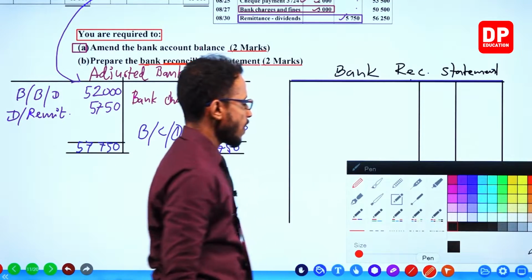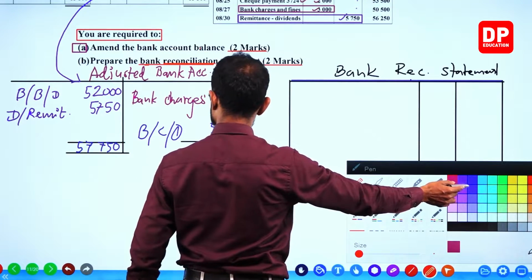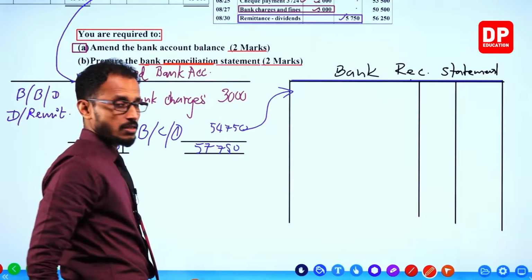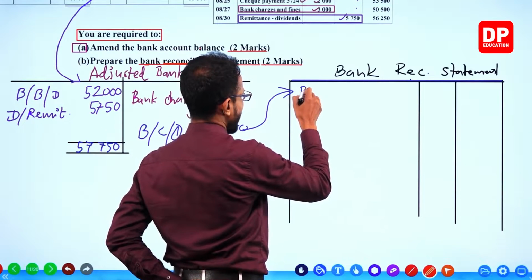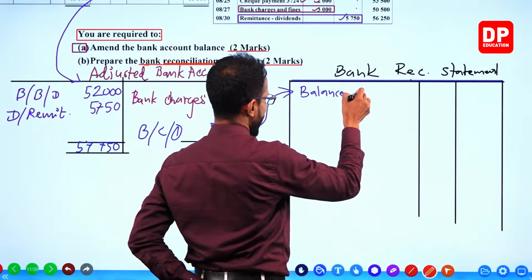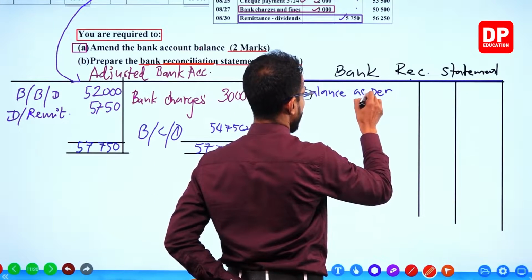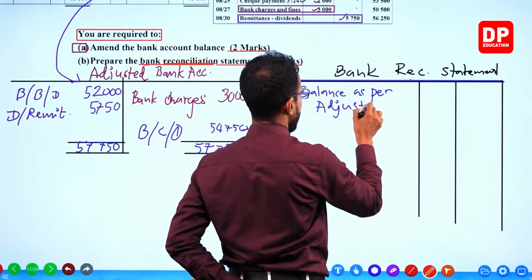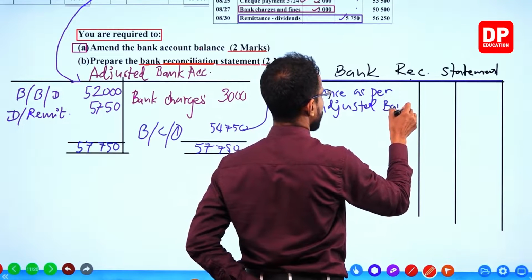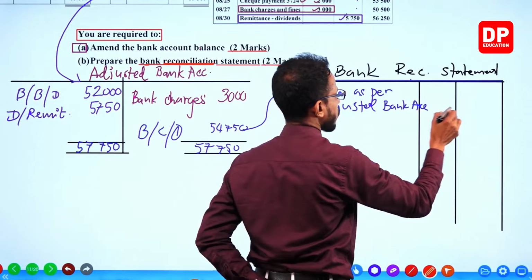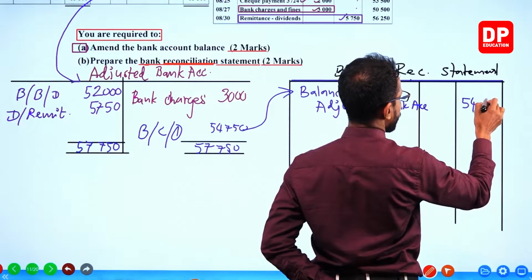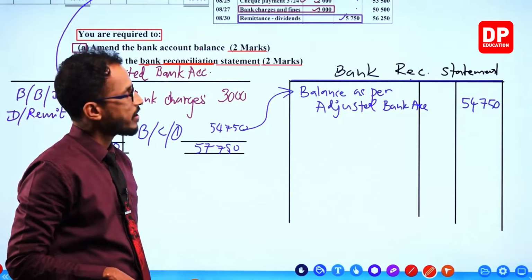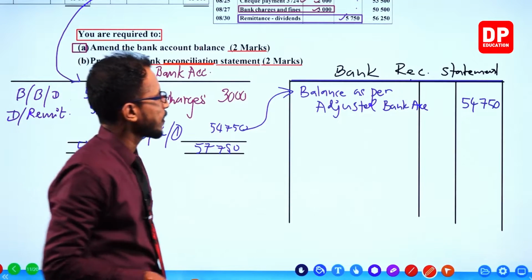Take the corrected balance from the bank account, the adjusted bank account, and write balance as per adjusted bank account: 54,750. Got it?